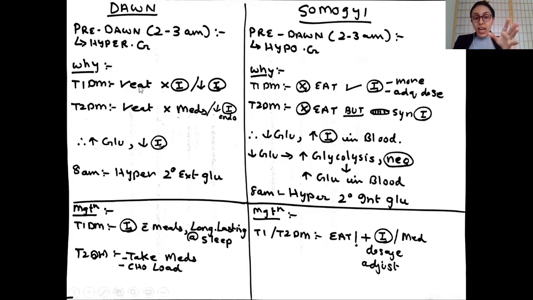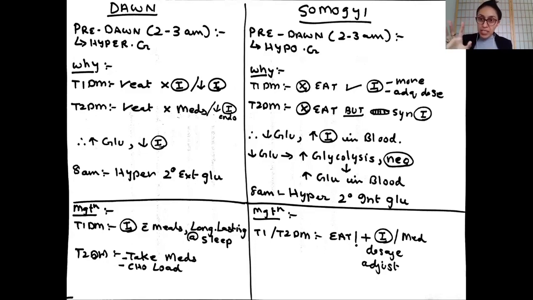Because at the end, at 8 a.m. in the morning, both in dawn phenomenon and in Somogyi effect, the individual will see hyperglycemia. The reason for hyperglycemia is different, and we'll be covering that. But remember, if a type 1 individual just wakes up in the morning and checks their blood sugar level and sees hyperglycemia, they may get worried that this happened because I didn't take enough insulin at night, so I will take more insulin at night.